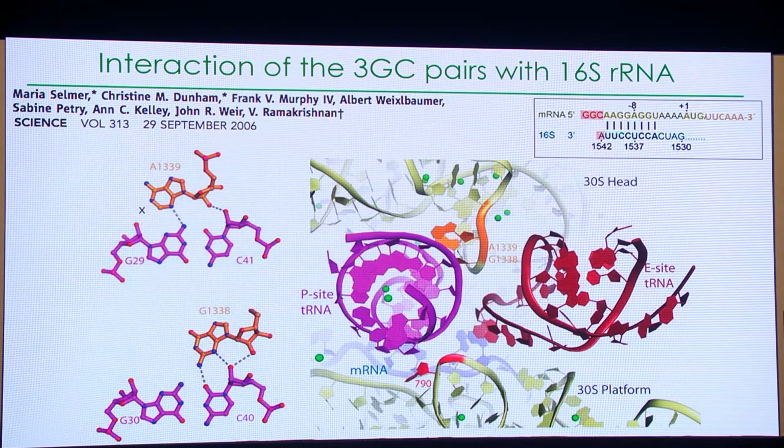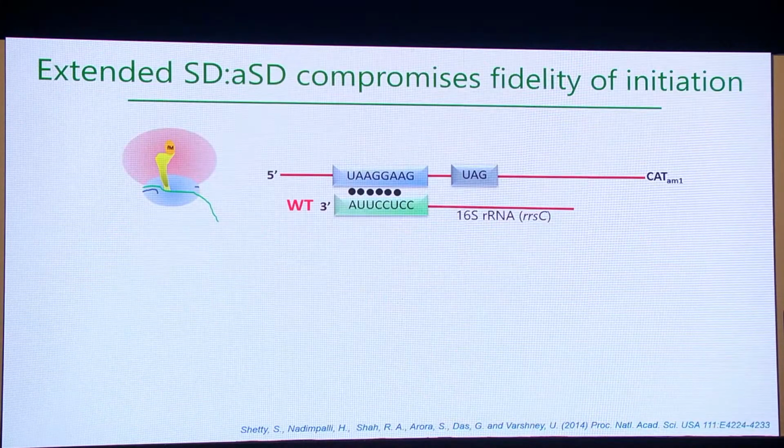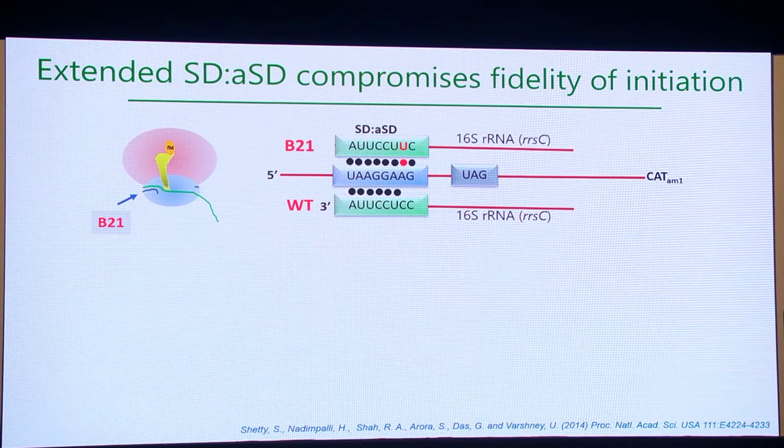So what is happening here with the extended Shine-Dalgarno sequence is that if you look at this suppressor strain that we characterized, this is the normal way that the cat messenger RNA interacts with the 16S rRNA. There are 6 base pairs that it forms. In the B21 suppressor, there is a mutation in the ribosomal RNA from C to U, and that then allows 8 base pairs.